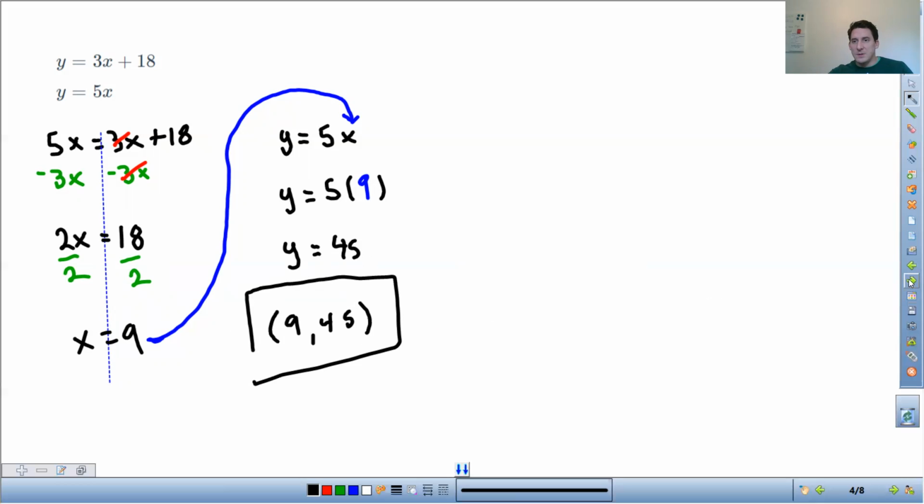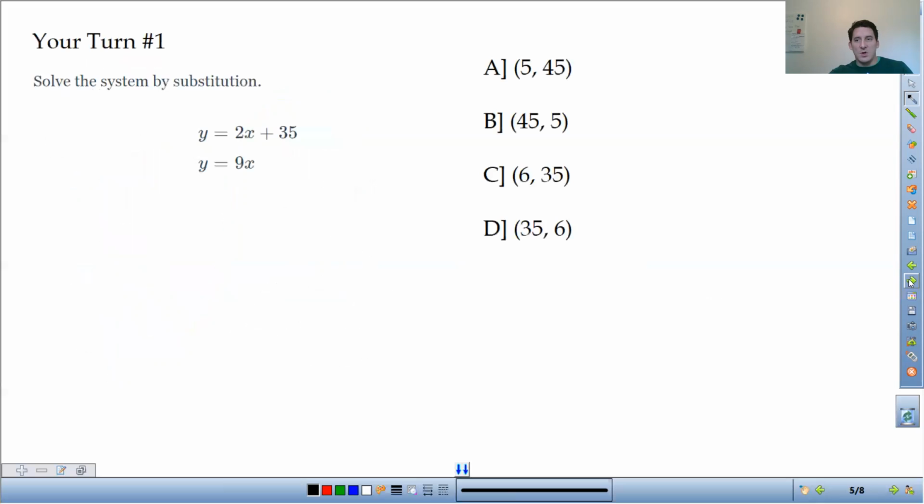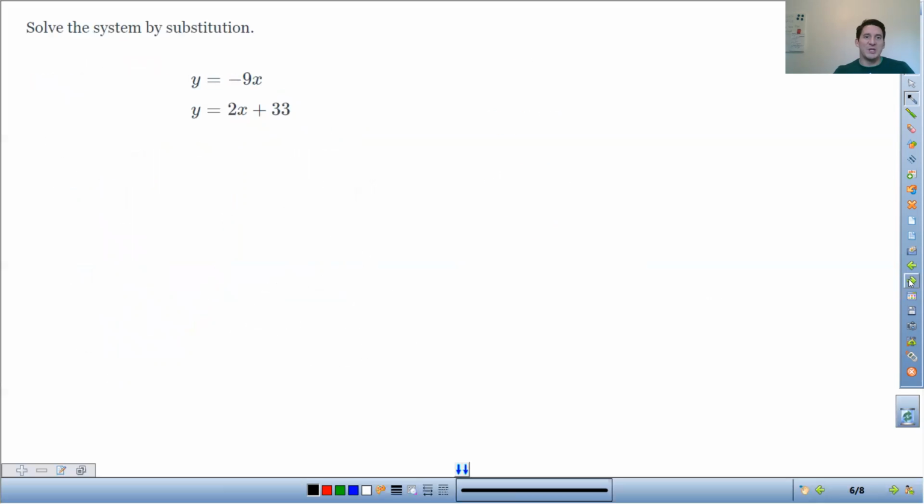Couple more examples. Let's look at what happens when we're dealing with a bunch of negatives. Really, it's the same thing. You just need to be careful about the negatives. So in this equation, y is equal to negative 9x, and then y is equal to 2x plus 33. Since these are both equal to y, we can set them equal to each other. So negative 9x is equal to 2x plus 33. And then you can just solve for x.